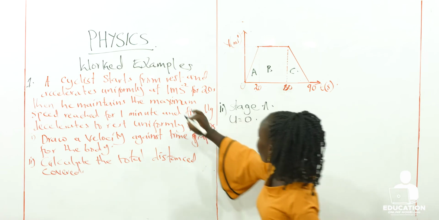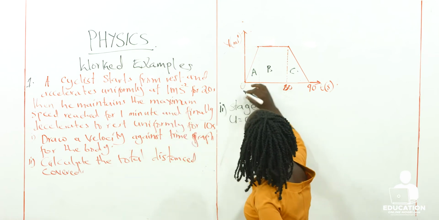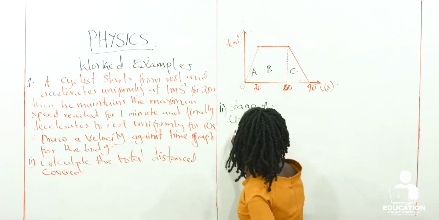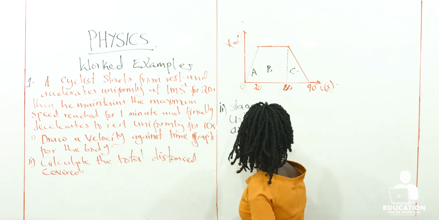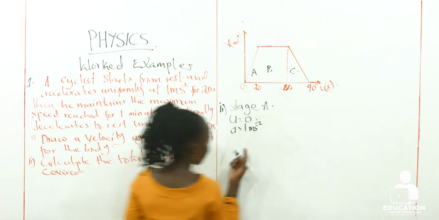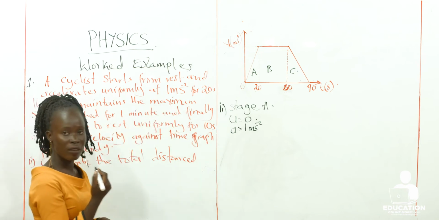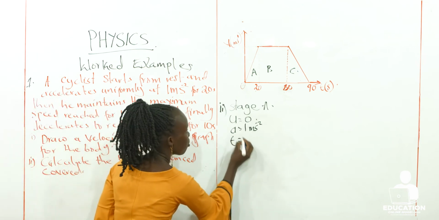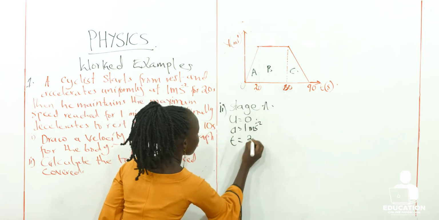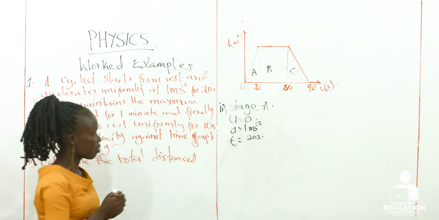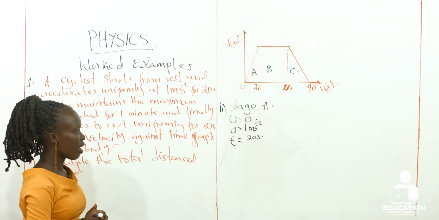So if our initial velocity is 0, what happened again? Then from rest it accelerates uniformly at this. So the acceleration the body used to move from this point up to there was given to us as 1 meter per second squared. So if we have that, what again? It accelerates for 20 seconds. So we are having our time here for the body to move from 0 up to that point here as 20 seconds.